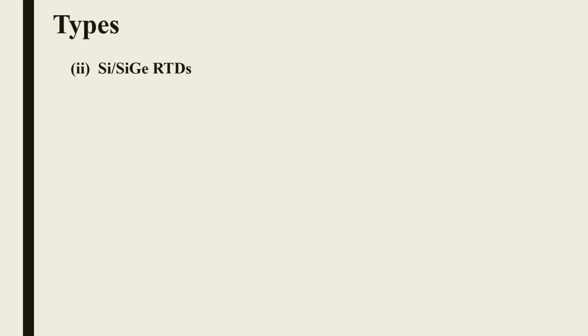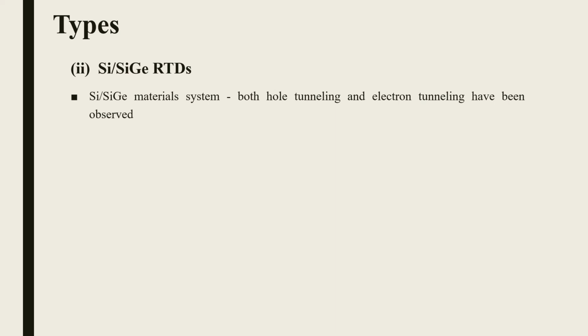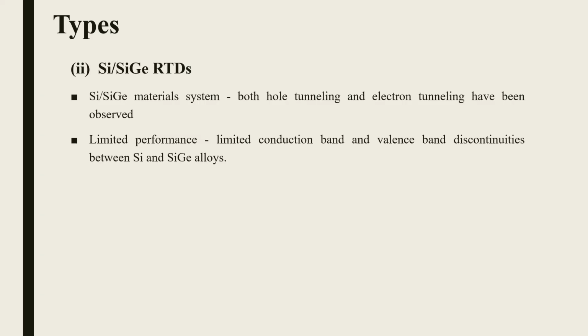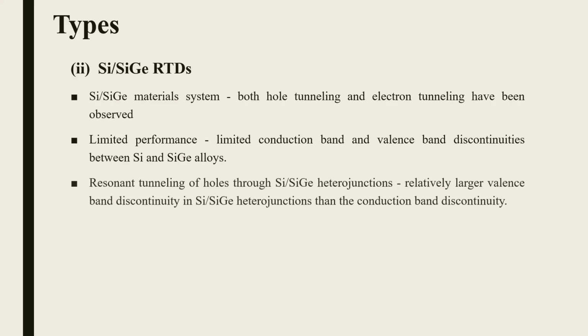The second type of RTD is the silicon or silicon germanium RTD. Here, silicon or silicon germanium material systems have both hole tunneling and electron tunneling. Limited performance of the silicon or silicon germanium RTDs is due to the limited conduction band and valence band discontinuities between the silicon and silicon germanium alloys.